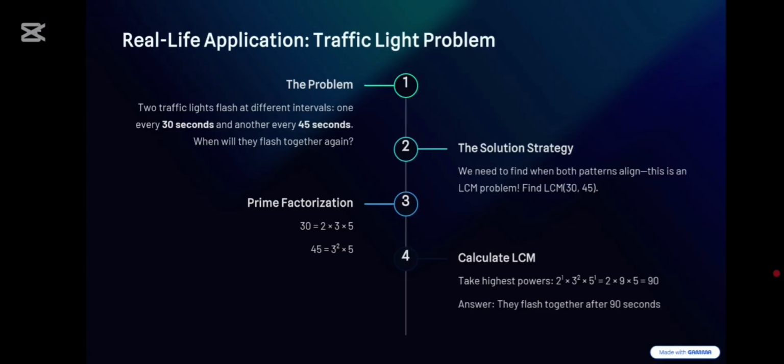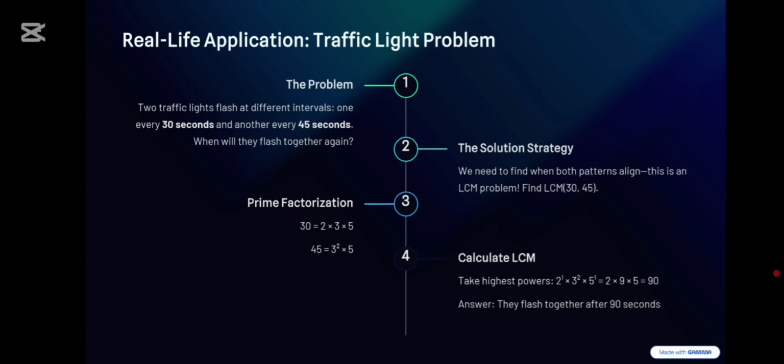All right, now how do we apply this in a real life situation? In this example I've tried to use the traffic light problem. The problem is that two traffic lights flash at different intervals, one every 30 seconds and another every 45 seconds. When will they flash together again? Here it's the same thing. We find the multiples, not the factors, because we're looking at the chance where they're going to align at the same point. So we're going to find the multiples of 30 and the multiples of 45.